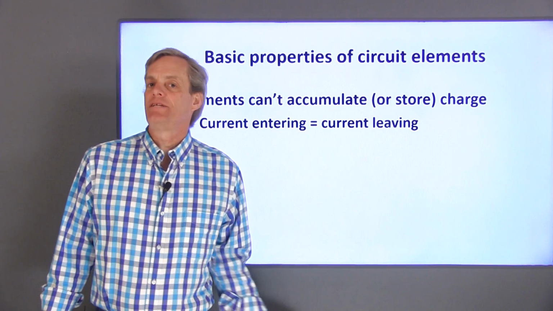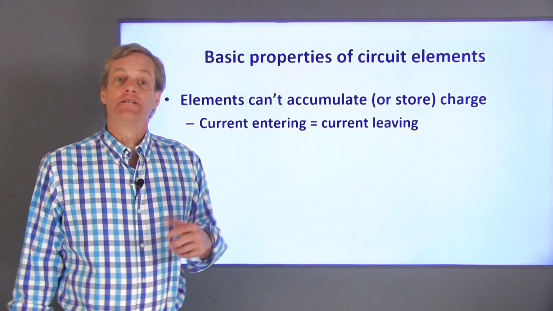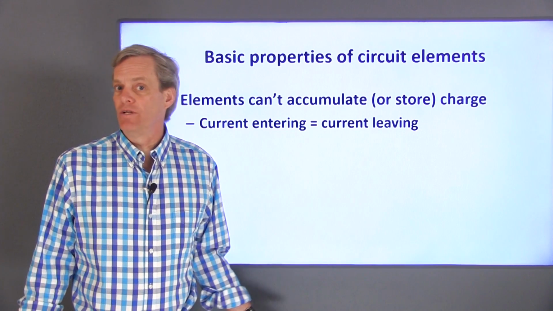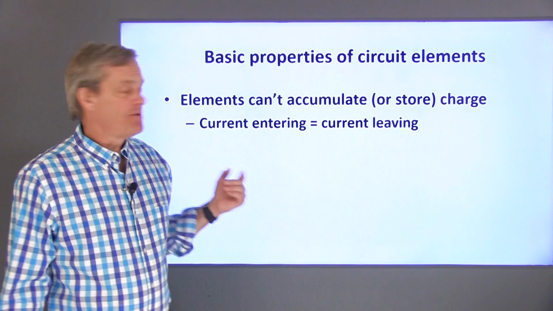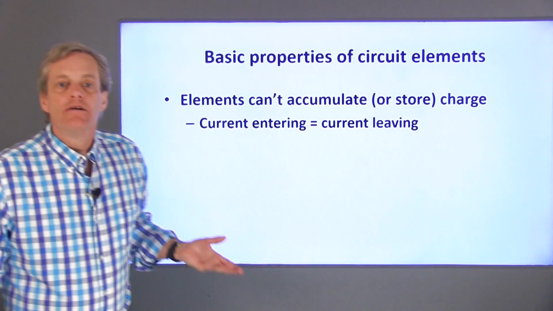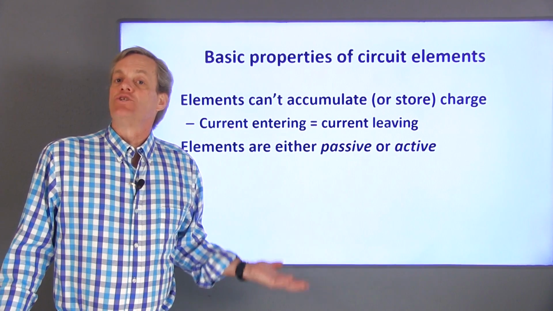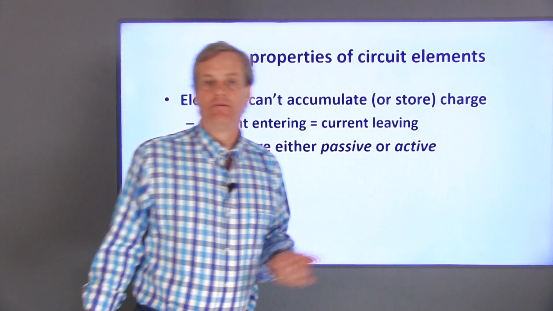There are a few basic properties that all of our circuit elements will have. One of these is that none of them can store or accumulate charge. So any current entering one of the element's terminals must be balanced by an equal current leaving the other terminal. Circuit elements can be divided into two basic types: active elements and passive elements.